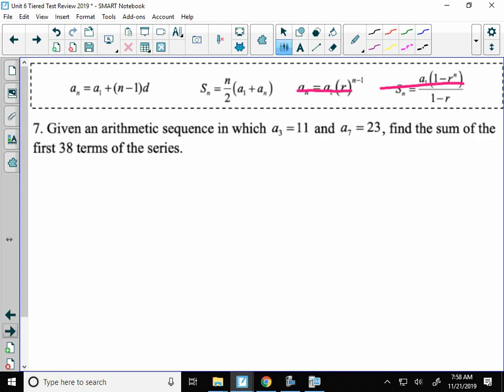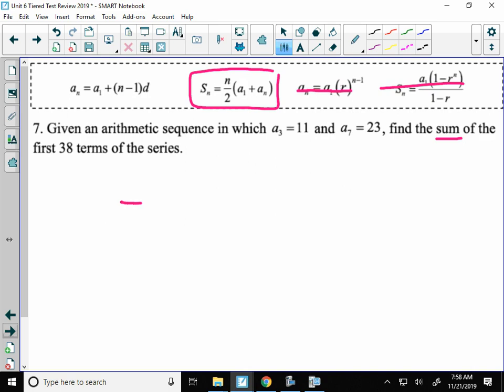Now that we know sigma, when it says find the sum, you can either use S sub n or you can use sigma. I do not care. Both of them work. First thing I need to do, though, before I decide which formula and which method I'm going to use, I need to figure out the first term and the 38th term and all that good stuff, and the common difference even.